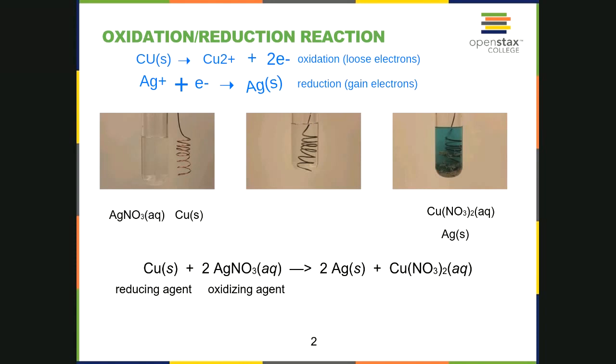Well, that process is a reduction. Reductions are gaining electrons. And let's see, there's a way to remember this. It's called OIL RIG. Oxidation is losing, OIL, and reduction is gaining. So that's the RIG.